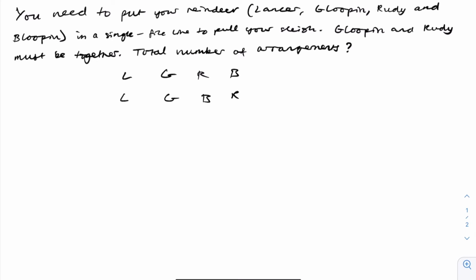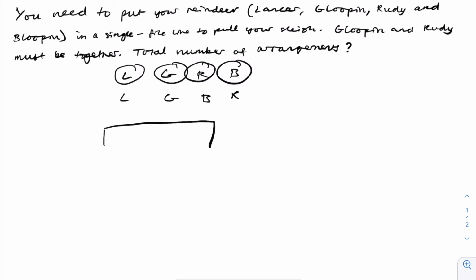So I've already kind of just outlined what the letters are. For Lancer, it would be L, Glupin will be G, Rudy will be R, Bluepin will be B. That way it'll be much easier to refer to them rather than having to write their whole name the entire time. And let's just draw our diagram, the simple 4-box diagram, because in permutations, this is the most useful thing you can do when there's a specific order.